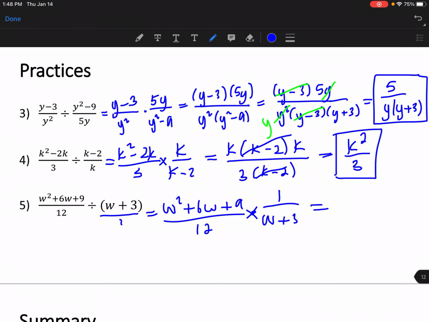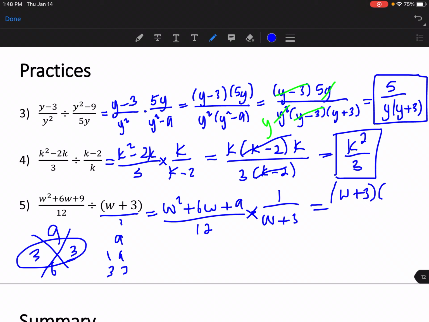Can I factor w squared plus 6w plus 9? My 9 goes on top, my 6 goes on bottom. Some factors of 9 are 1 and 9. I cannot do that. I can do 3 times 3, and I can see that 3 plus 3 will give me 6. So my factors are 3 and 3. So I can rewrite this as w plus 3 times w plus 3 all over 12 times w plus 3. Now I can see that I can cancel one of my w plus 3 out. Therefore, my answer is w plus 3 all over 12.